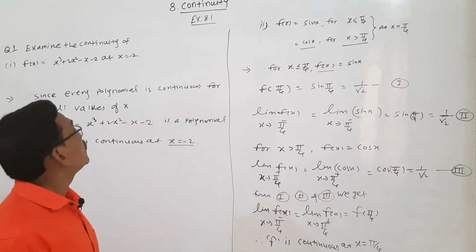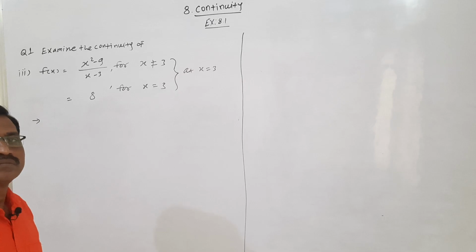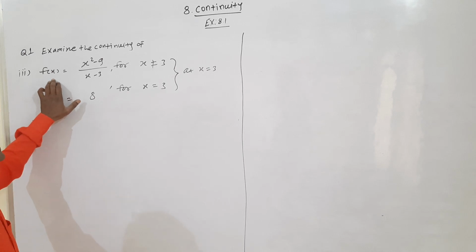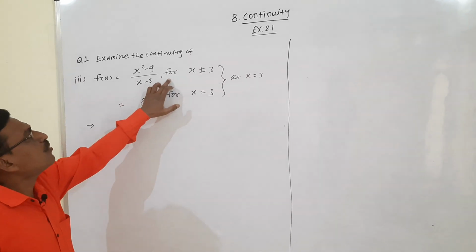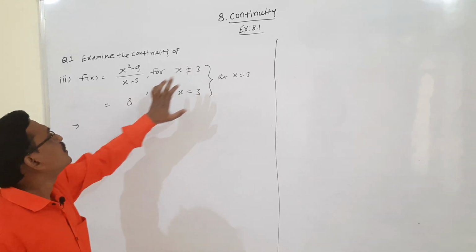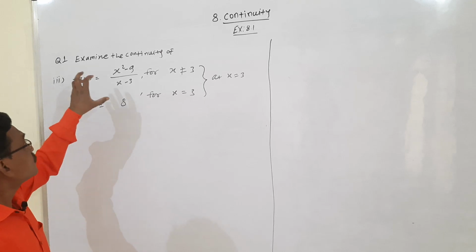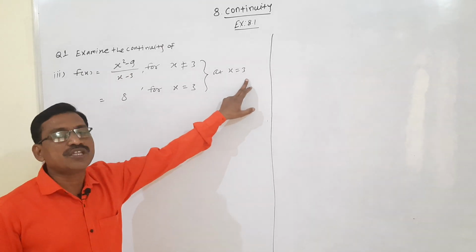So now we will take the next, third example. The function f of x equals x square minus 9 upon x minus 3 for x not equal to 3, and for x equal to 3 it is 8. So we have to check the continuity of this function at x equal to 3.